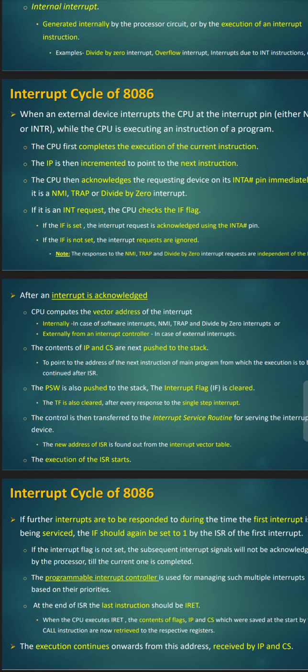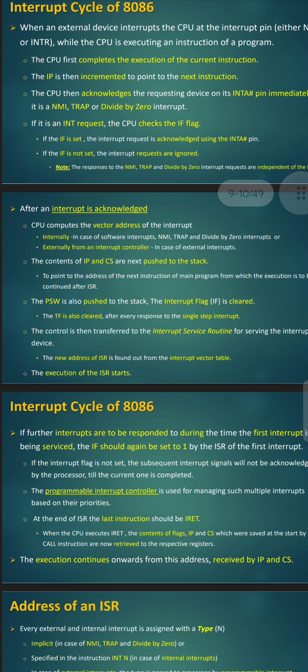Then control will be transferred to the ISR to execute the interrupt. After the control is transferred to the ISR, the new address of the ISR is found from the interrupt vector table. Okay, the addresses are found from the interrupt vector table. It's a form of table where the addresses of different interrupts are stored. Then the execution of the interrupt service routine starts.